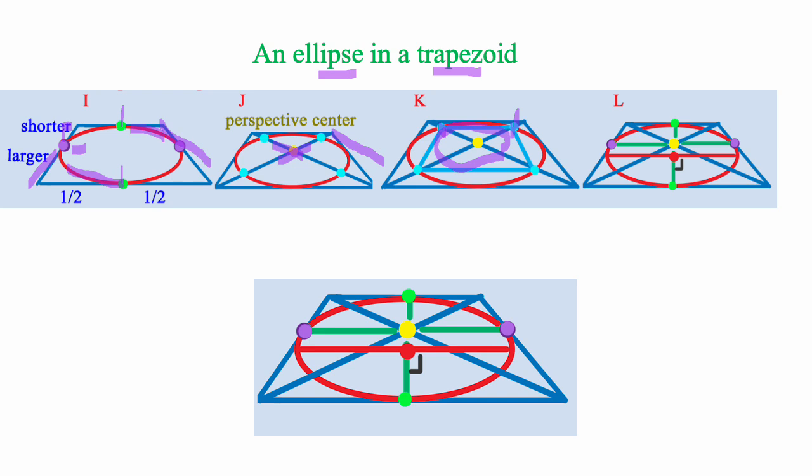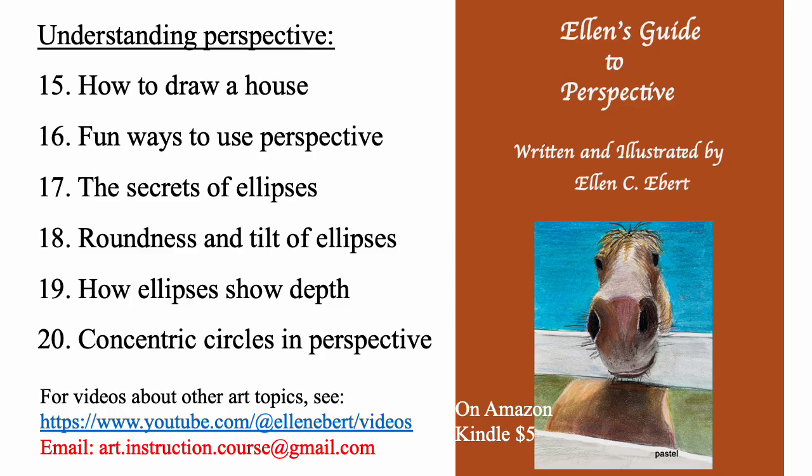And as the sides increasingly angle away from each other, these two centers, the yellow and the red center, get further away from each other. So what I just discussed is the basics of concentric circles in perspective, which is going to be my next video.